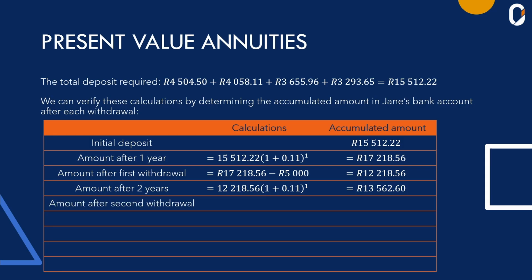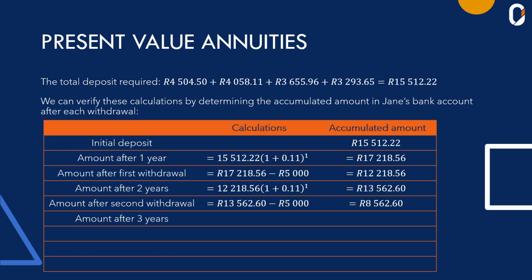Now that is the amount after 2 years before she makes the second withdrawal. And now when she makes the second withdrawal, we're going to say 13,562.60 minus 5,000 to give us a new value of 8,562.60. That is the money that will be there after the second withdrawal. And after the second withdrawal, she again pauses for a year, doesn't withdraw anything, and hence the money will be earning interest for a year. And now we need to calculate this interest, hence the amount in her account after now 3 years.